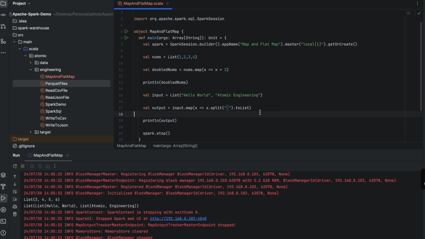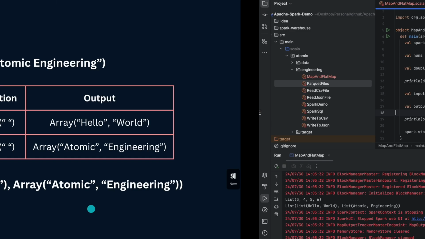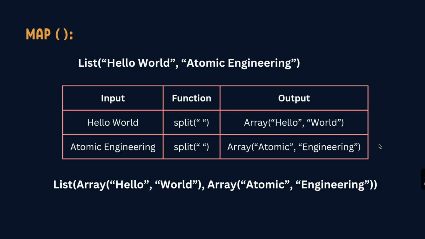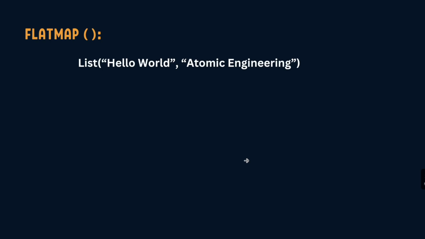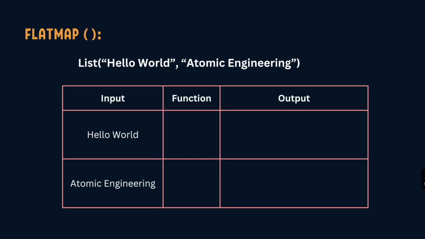And let us also understand flat map with the same example. So flat map is basically very similar to map, but it can produce a different number of elements for each input element. Basically, it flattens the result into a single RDD. So if you look at the same input, the list containing two sentences, the first sentence is hello world and the second sentence is atomic space engineering. Let's put this into a table again. The input is hello world and atomic engineering, and the function that we are going to apply is the same function that we applied to the map.